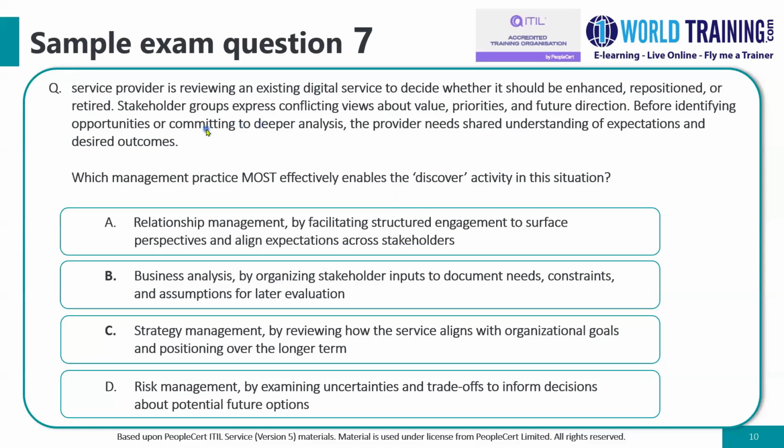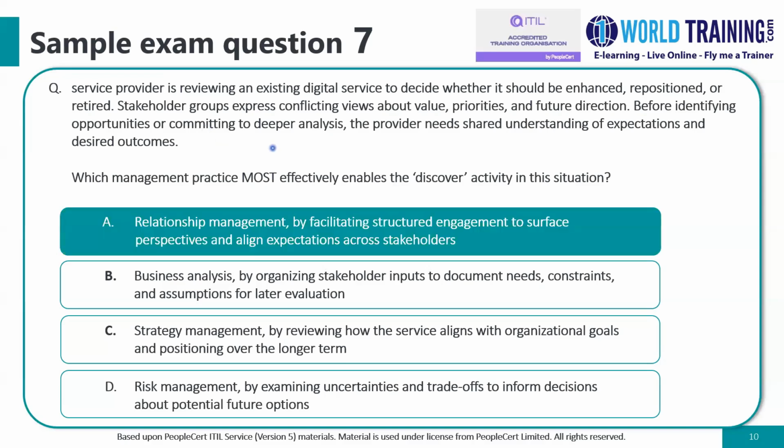One of the key phrases in the question is stakeholder groups express conflicting views about value, priorities, and future direction. Before the service provider can identify opportunities or commit to deeper analysis, there has to be this shared understanding of expectations and desired outcomes where they are having a conflict. Therefore, choice A would be correct. Relationship management by facilitating structured engagement to surface perspectives and align expectations across stakeholders.